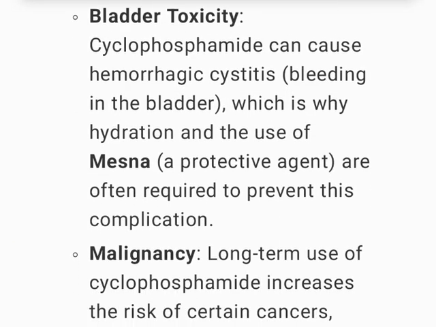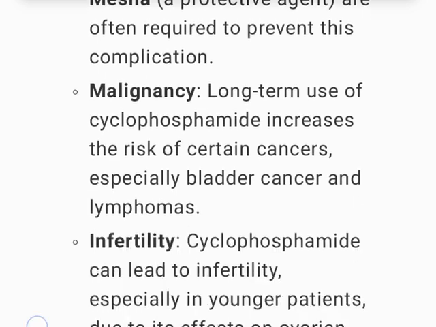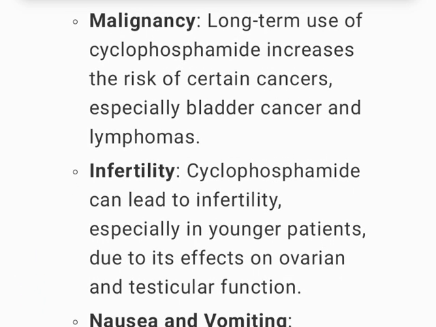Bladder toxicity. Cyclophosphamide can cause hemorrhagic cystitis, bleeding in the bladder, which is why hydration and the use of mesna, a protective agent, are often required to prevent this complication. Malignancy. Long-term use of cyclophosphamide increases the risk of certain cancers, especially bladder cancer and lymphomas.